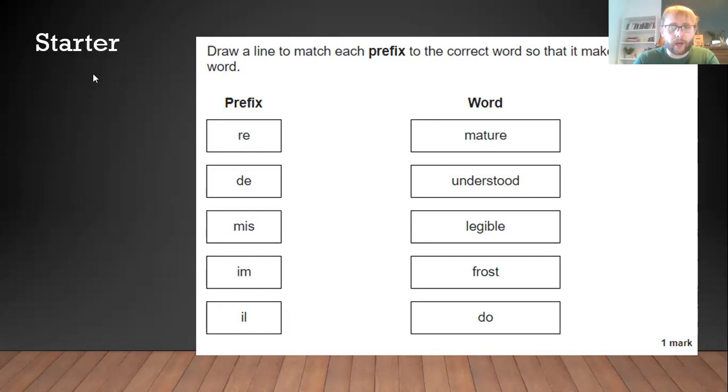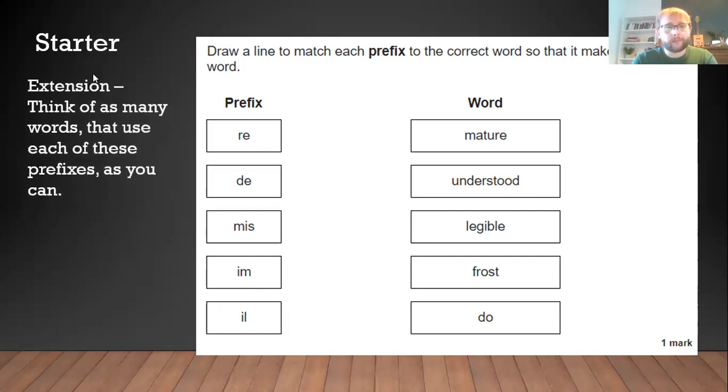Okay, so we have got, oh, there we go. Oh, there's an extension. That's why that's there. So before I go over the answers, if you did that really quickly, have a go at thinking of as many words that use each of those prefixes as you can. So obviously you've got now one word for each prefix. See if you can come up with, let me see what's a good challenge, 5 words for each prefix, more if you can.